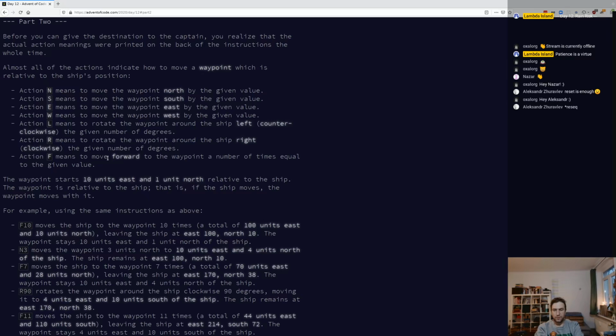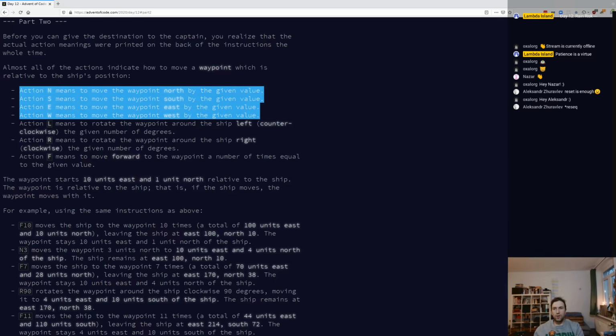For example, using the same instructions as above, F10 moves the ship to the waypoint 10 times. Okay, so north, south, east, west moves, basically, a point in the space that we're moving towards, in a sense.